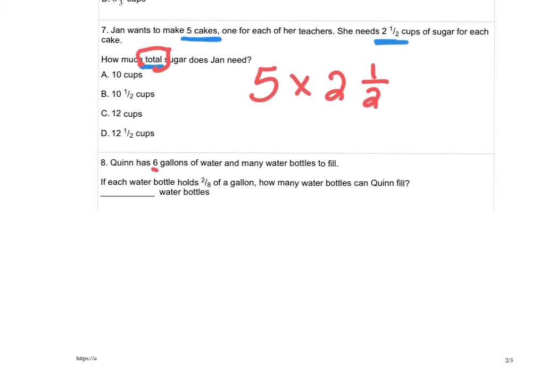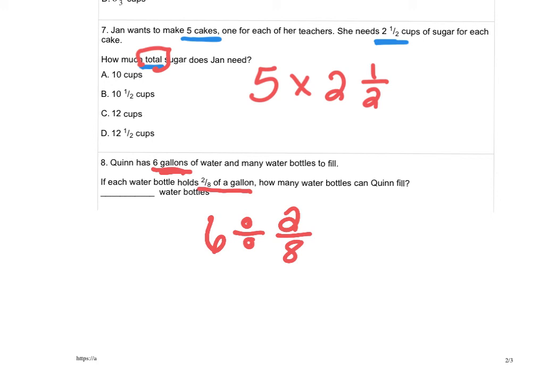Next one, Quinn has 6 gallons of water and many water bottles to fill. If each water bottle holds 2/8 of a gallon, how many water bottles can Quinn fill? Okay, so you were wanting to fill water bottles. You have a total. How many total gallons of water do you have? You want to put 6. So you want to divide the 6 gallons into 2/8 of a gallon. So you're going to divide by 2/8.